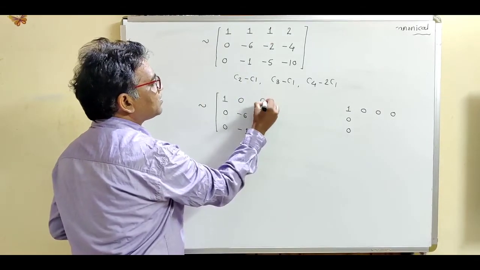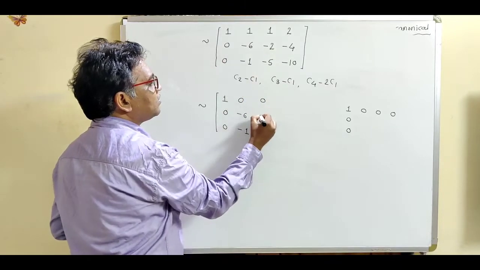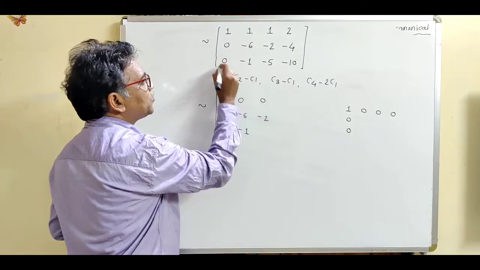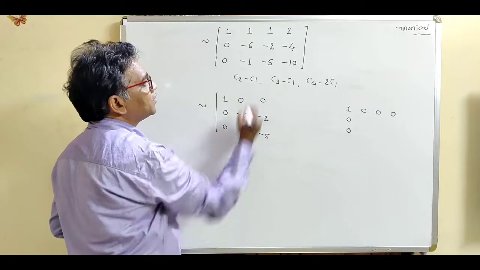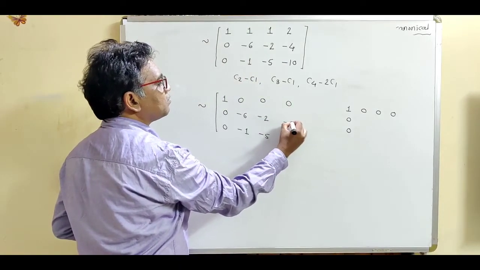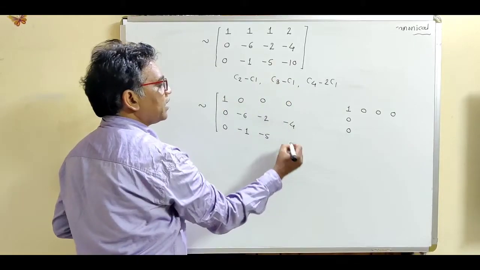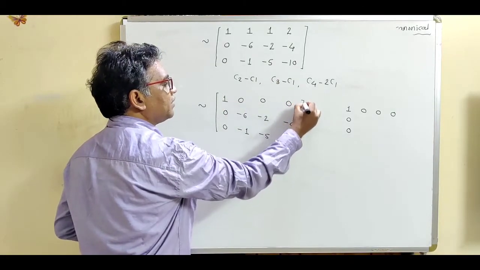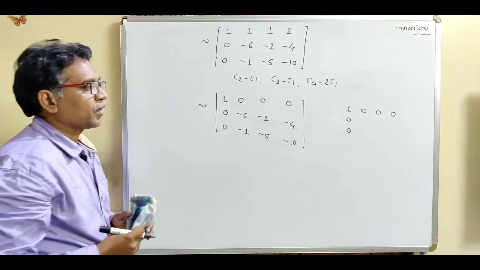1 minus 1, this is 0. Minus 2 minus 0, so this is minus 2. Minus 5 minus 0, so this is minus 5. 2 minus 2, this is 0. Minus 4 minus 0, so this is minus 4. And minus 10 minus 0, so this is again the same entry, that is minus 10.